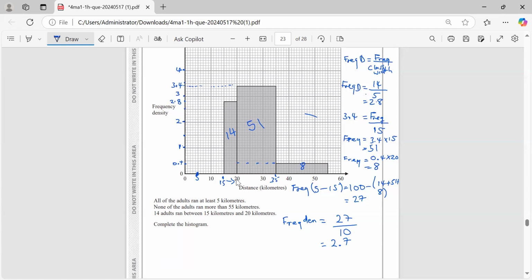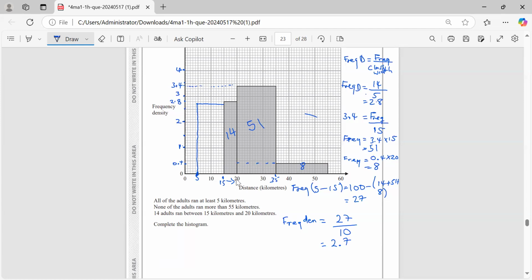This one was 2.8, so 2.7 should be somewhere there, right? When you're drawing the graph, you just draw your straight line from here to there. And of course, you're going to be using a ruler in the exam, for it to look perfect and neat. So this is how you're going to draw it, from 5 to 15, right? And that is how you complete that histogram. They wanted you to complete the histogram, and that's how you complete it.